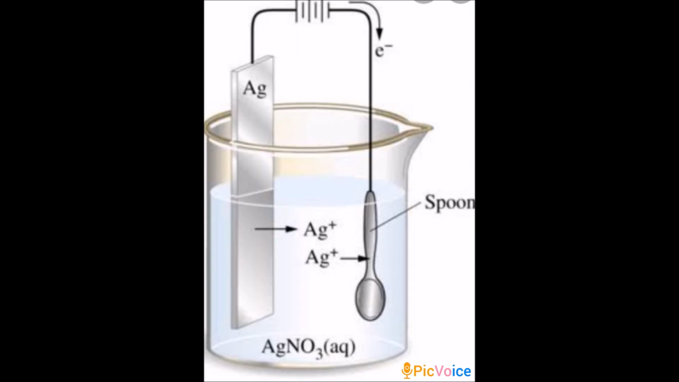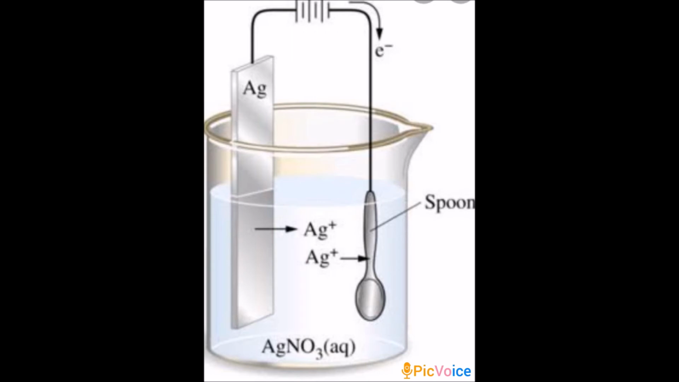Anode means the positively charged electrode, whereas the negatively charged electrode is the cathode. The electrolyte is a solution of a salt that contains the ion of the anode material. An electrolyte is a substance that conducts electricity when dissolved in water.